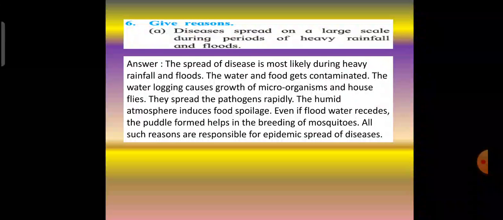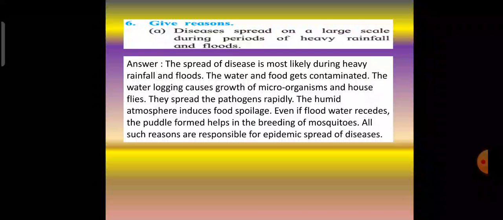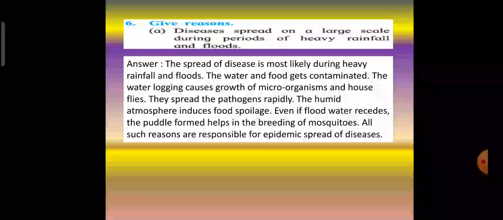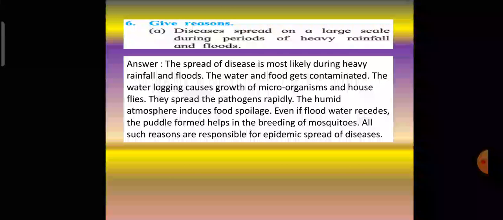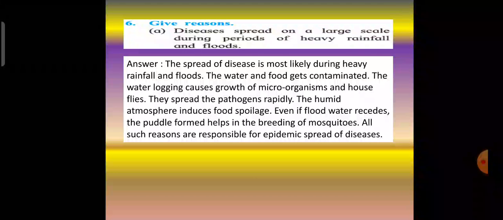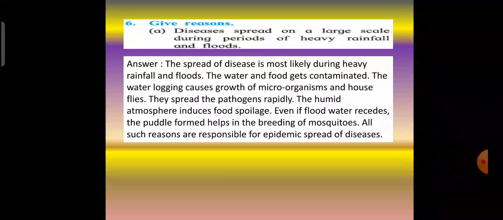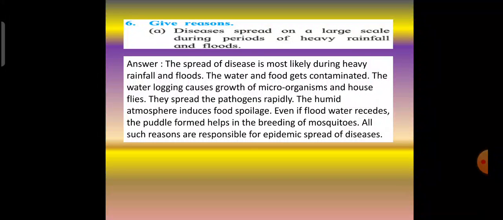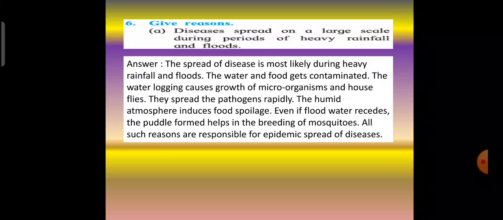Give reasons. Diseases spread on a large scale during the periods of heavy rainfall and floods. The spread of disease is most likely during heavy rainfall and floods. The water and food get contaminated. The waterlogging causes the growth of microorganisms and houseflies. They spread the pathogens rapidly. The humid atmosphere induces food spoilage. Even if flood water recedes, the puddles formed help in the breeding of mosquitoes, and all such reasons are responsible for epidemic spread of diseases.